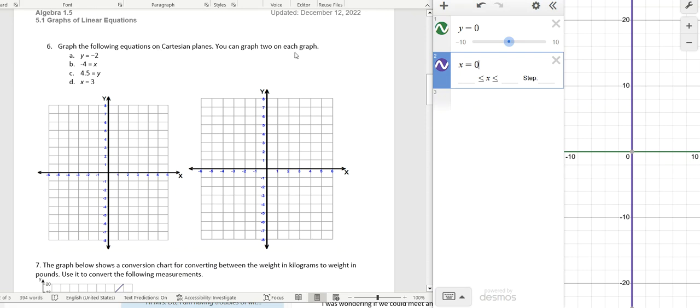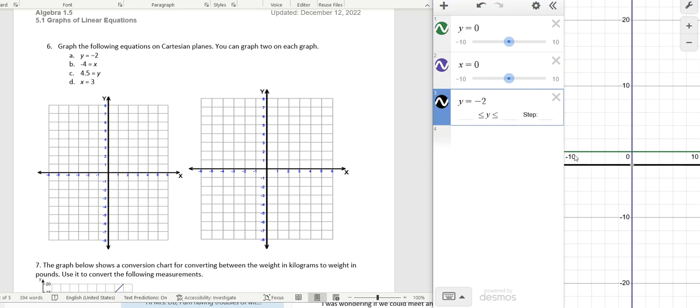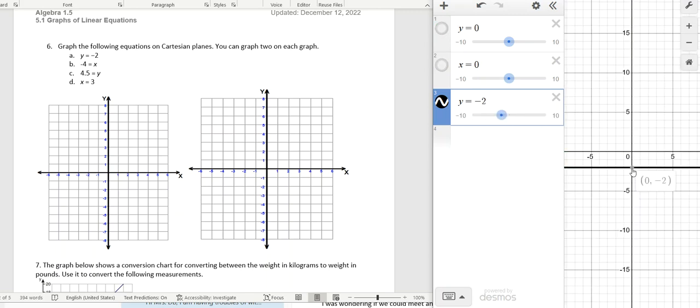You can graph 2 on each graph. So I had said earlier that every horizontal equation will be y equals some number. So I know that it's going to be a horizontal line. Let's graph it on here to see what it looks like. Y equals -2. It's a horizontal line. Here, let me hide these two. That's going through at -2 on the y-axis.